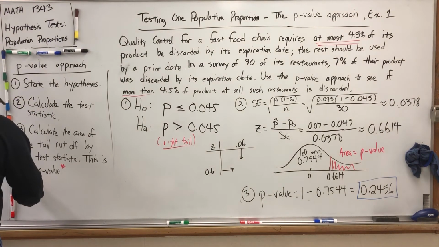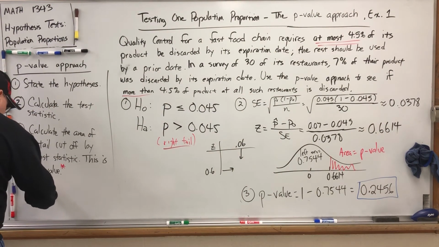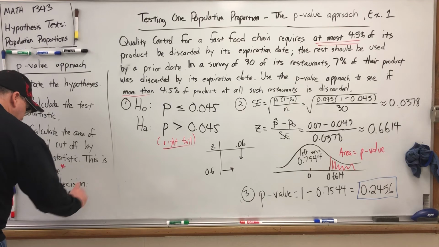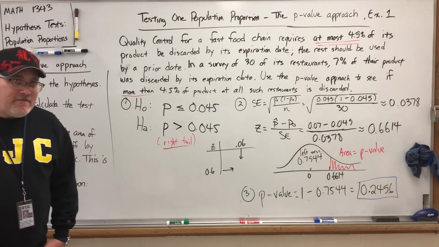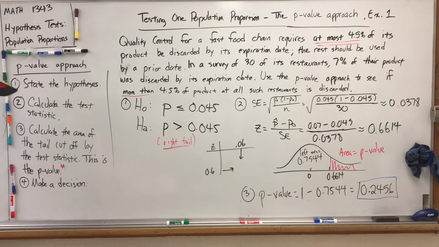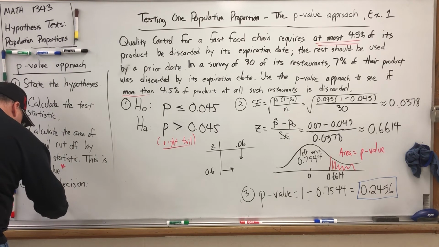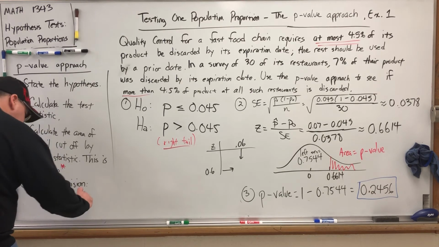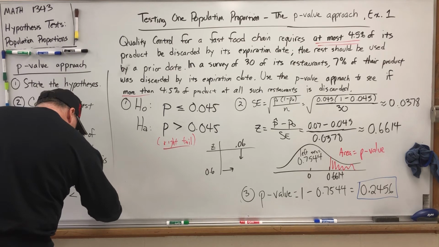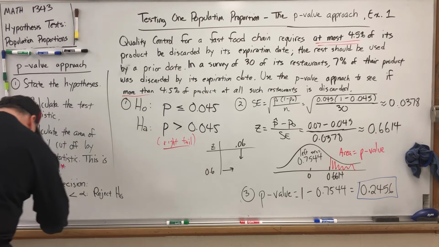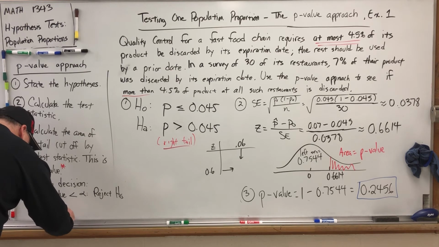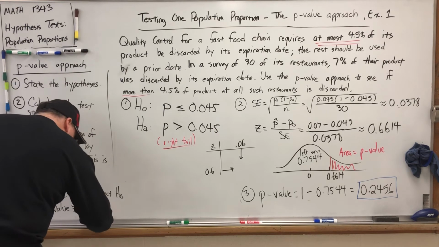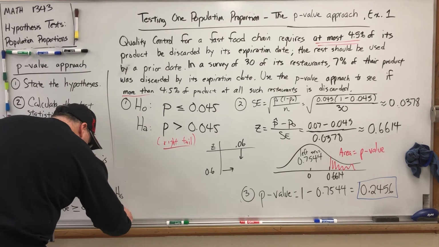Well, here's step 4. Step 4 is to make a decision. And the way you make your decision is very predictable. You compare the p-value to the significance level. If your p-value is less than your alpha, reject the null. If your p-value is greater than or equal to your significance level alpha, do not reject the null.